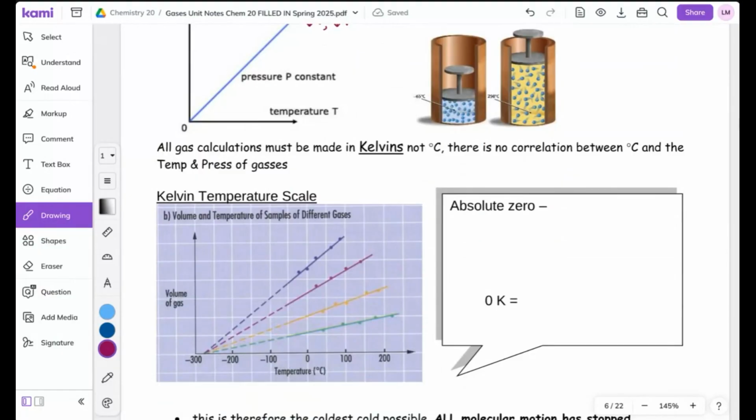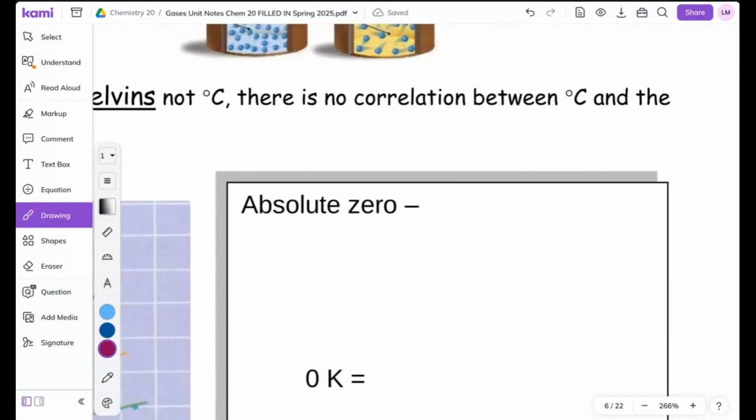Now, with absolute zero, we briefly talked about it before. Absolute zero happens at 0 degrees Kelvin or 0 Kelvin. I know that looks like an O, but that's supposed to be 0 Kelvin. And this is an important point because it's when all molecular motion has stopped, because it's too cold for the molecules to move.